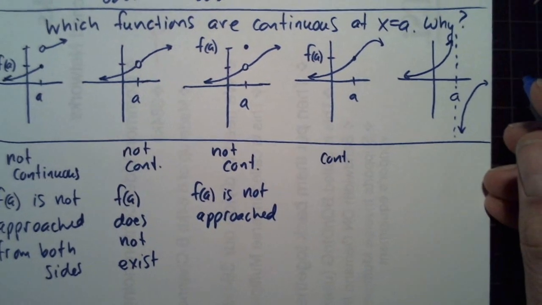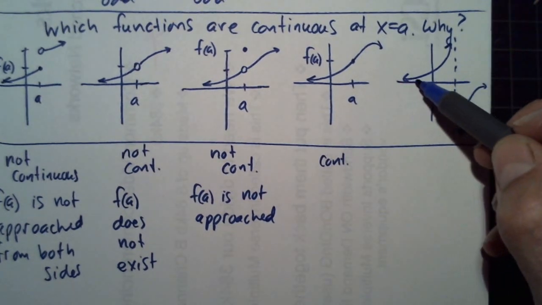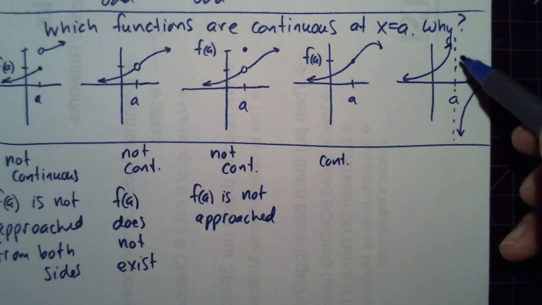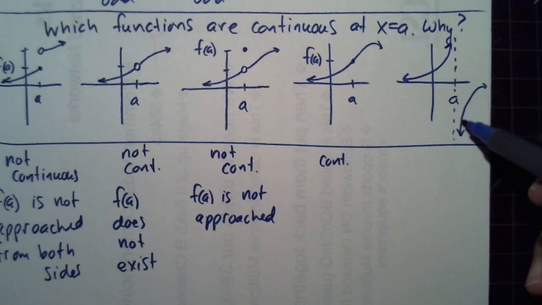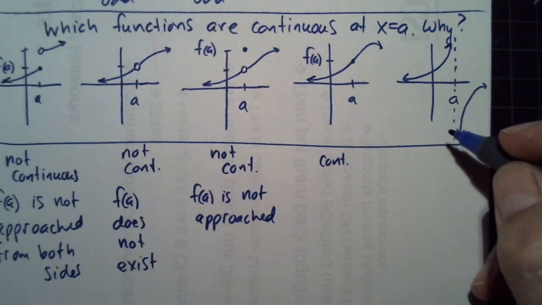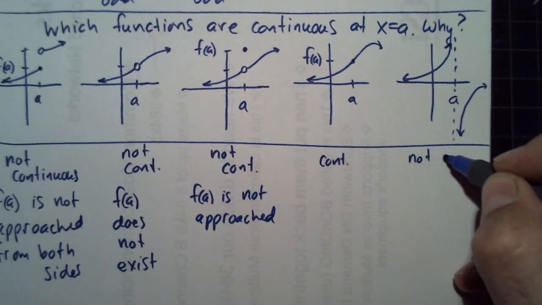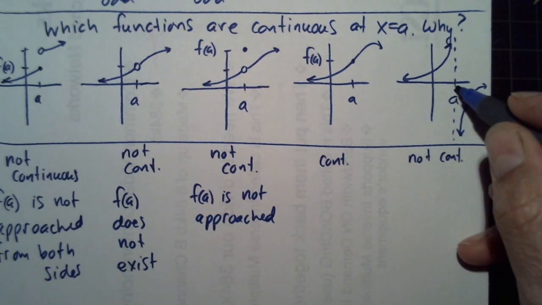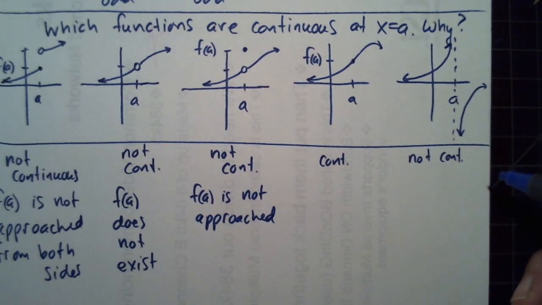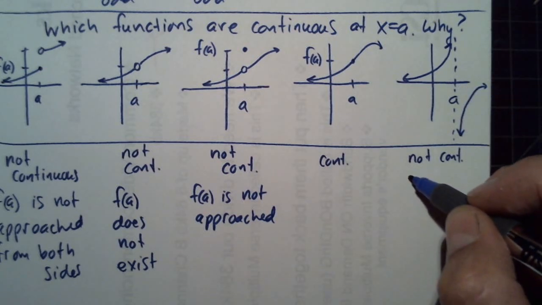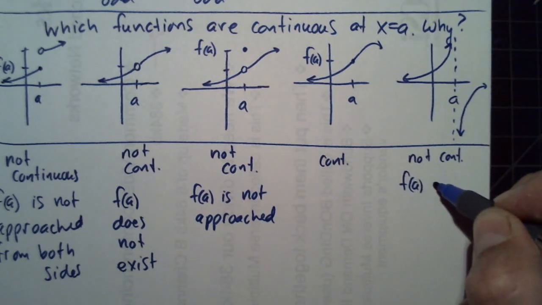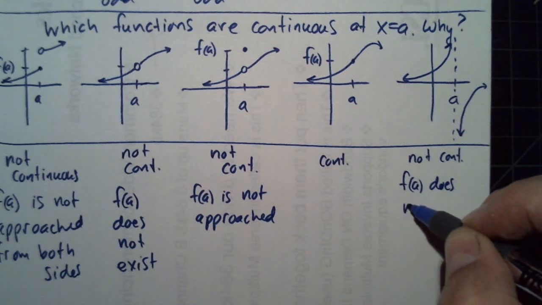And over here, we trace the graph, it goes up, but then we have to go back down and restart down there. So this is not continuous at a. And we could say that f of a does not exist.